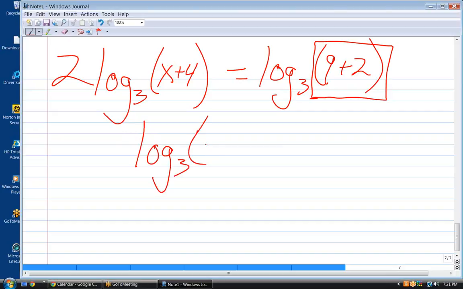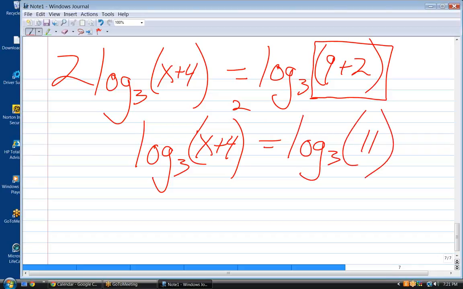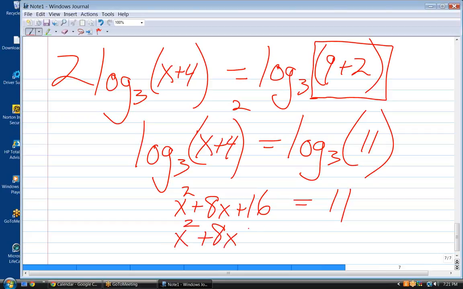I did what I've been telling you exactly not to do. Okay, so now I can say x plus 4 squared equals 11. So that's x squared plus 8x plus 16 equals 11. So x squared plus 8x plus 5 equals 0.